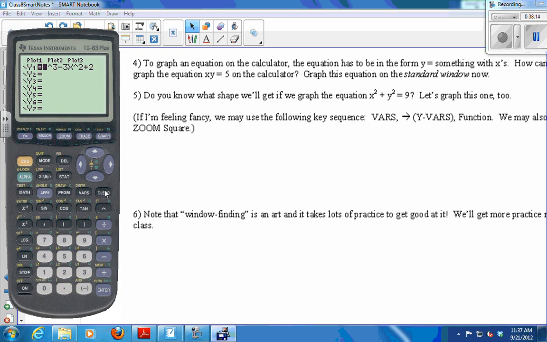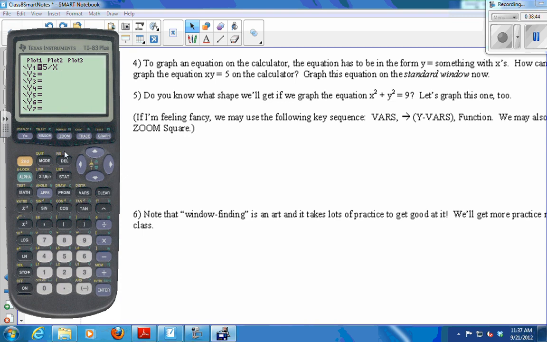So I'm going to clear what's in here now. And I'm going to solve this thing for y. So I would do 5 divided by x. And I didn't point out earlier, the x key is right next to alpha. It says X, T, theta, n. For our purposes, whenever you press it, it's going to give you an x. You can also do alpha x, yep.